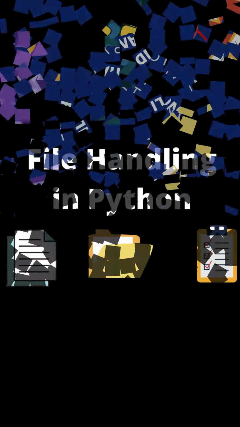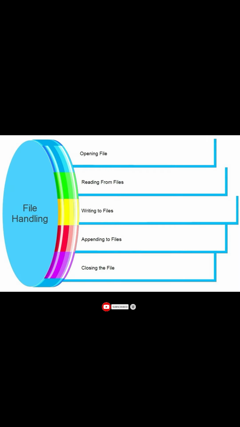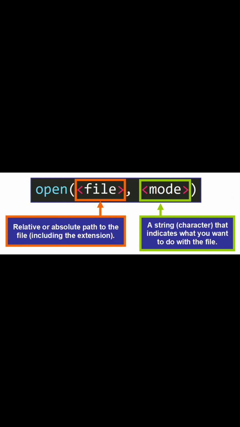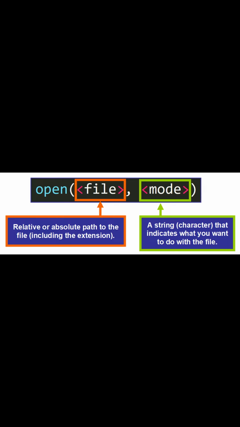Today in this video we will learn Python file handling in 1 minute. So let's start. File handling is an important part of any web application. Python has several functions for creating, reading, updating and deleting the files. The key function for working with the files in Python is the open function. The open function takes two parameters, that is file name and mode.